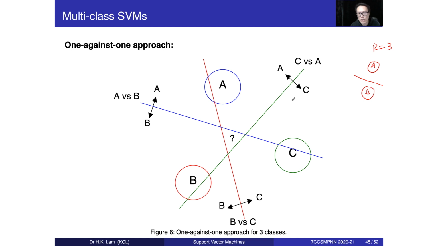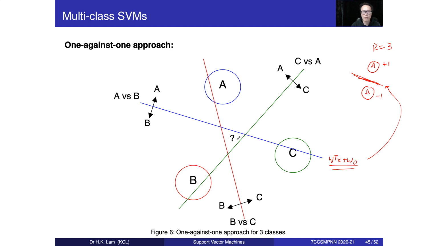To train this w^T x + w0, we have to relabel A and B. The blue hyperplane here assigns A to be +1, for example, and B to be -1. In the beginning, we have class A, class B, class C, so when we design this hyperplane, we have to reassign the labels: A is +1, B is -1. So we come up with the hyperplane right here.